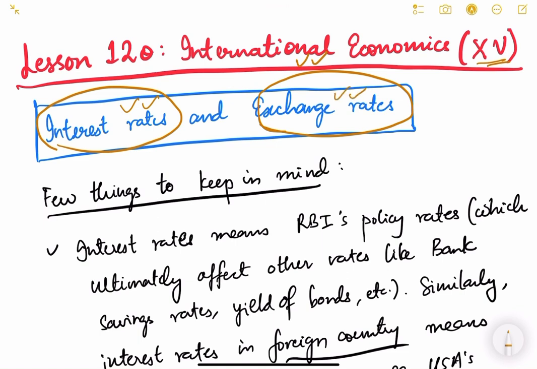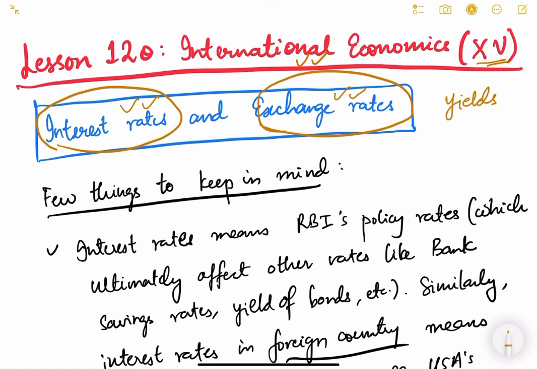This is a very important concept of international economics, and we just need to understand the dynamics, how they are related to each other, and then you will be able to solve any question that comes from this particular topic. In the past UPSC has asked questions on this relation, and therefore it is necessary to discuss it.